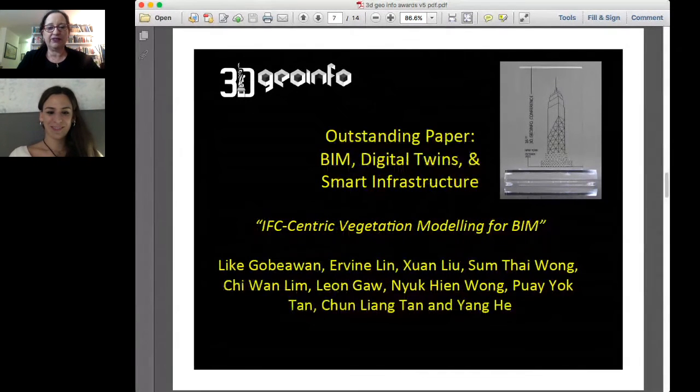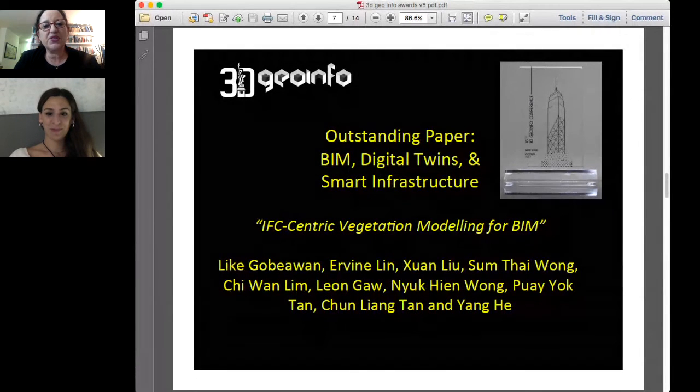We now have our final topic, outstanding papers in BIM, Digital Twin, and Smart Infrastructure. This is IFC-centric Vegetation Modeling for BIM. And this is a very mixed group from Singapore, and I'm not even going to try. So thank you very much. There's obviously a huge amount of effort that went into this paper. And so congratulations on getting this big award.